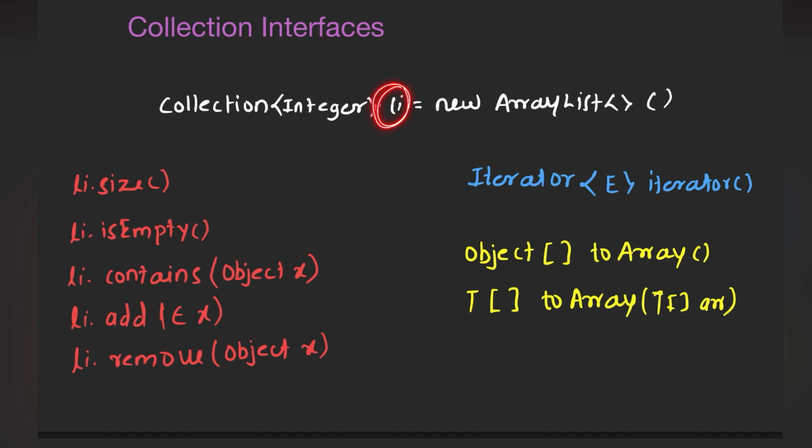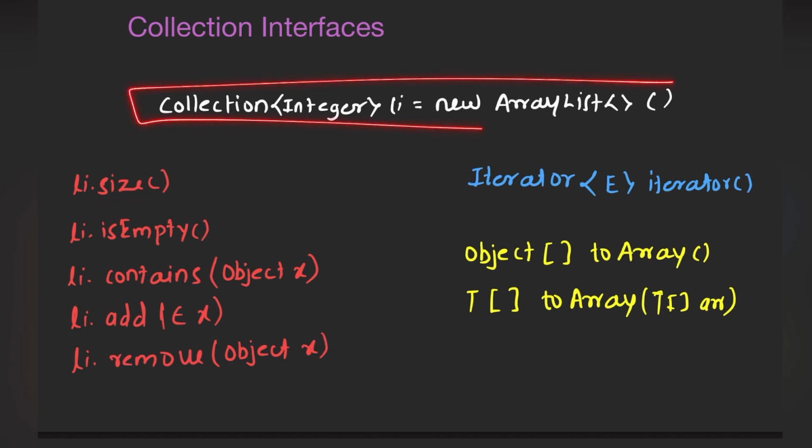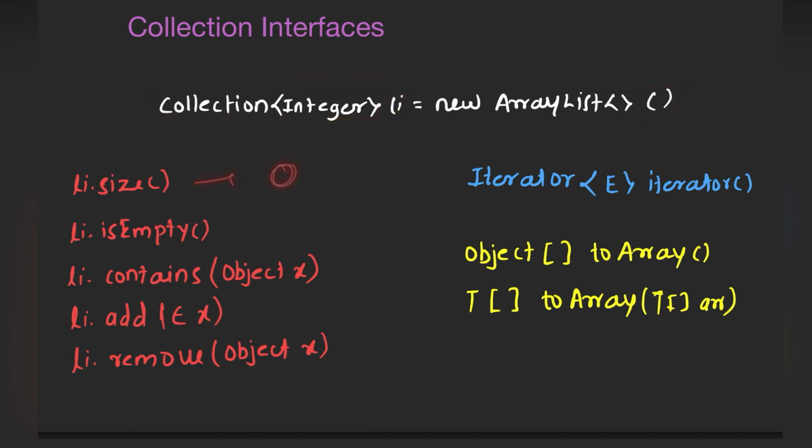So this is li. It simply means I have used a name for that collection. The first one is size. What it basically does is simply return the size of the collection. For example, currently my collection li does not have any element, therefore it will simply return 0. So can we say that the return type of size is simply an integer, because it is returning the size of my list.